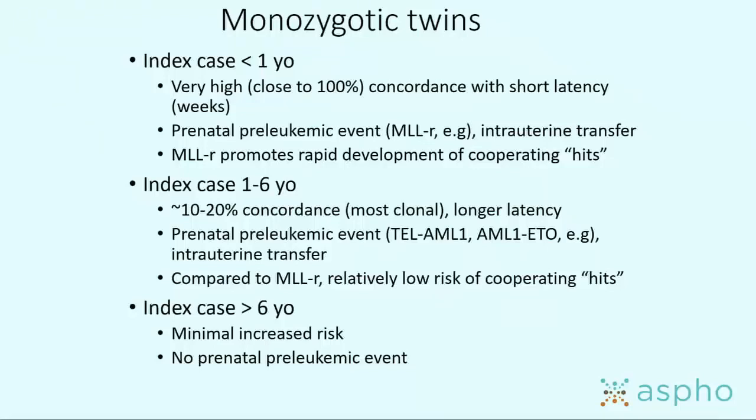And there was intrauterine transfer, but compared to the MLL rearrangement, there's a relatively low risk of the cooperating lesions that lead to full-blown leukemia developing in twin B compared to twin A. It's not guaranteed that twin B is going to develop the full-blown leukemia. And then finally, if the index case is older than 6 years old, there's very little increased risk, and there's very little concordance in that situation. And that suggests there's no prenatal leukemic event that's shared by the twins. Okay, so I hope that's helpful. I highly suspect you'll see a question or more than one that tests this.